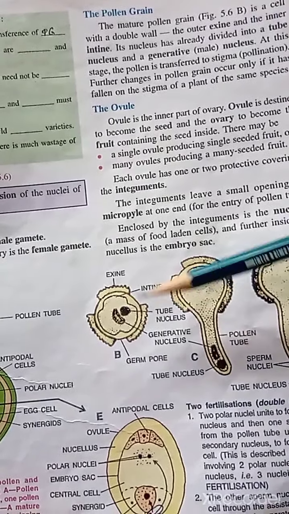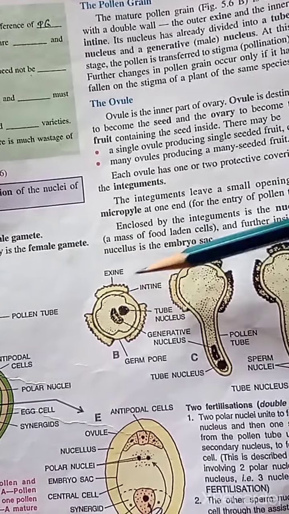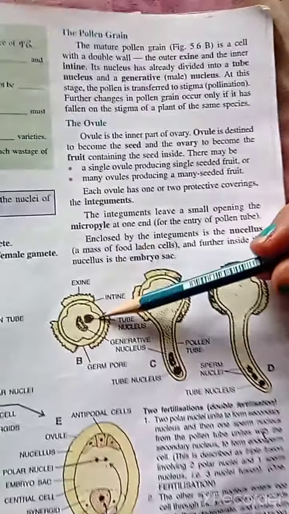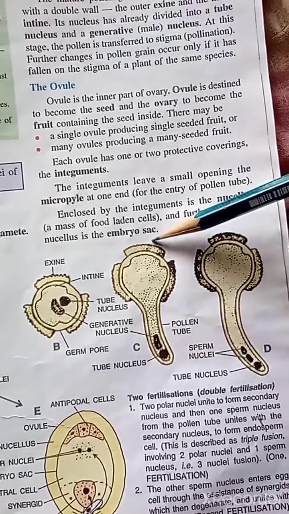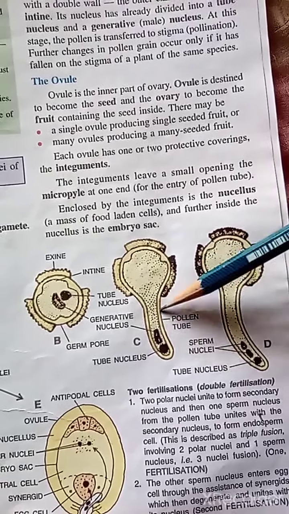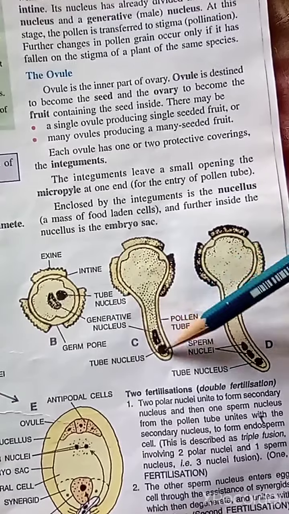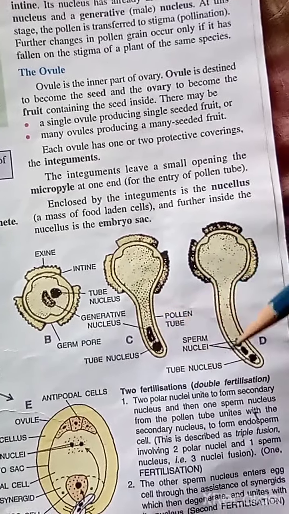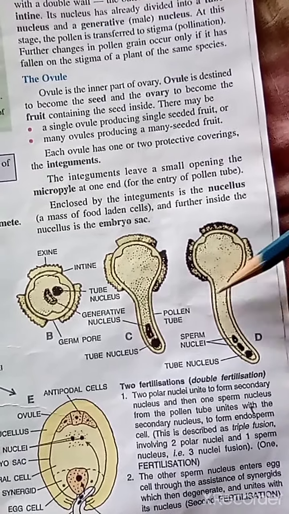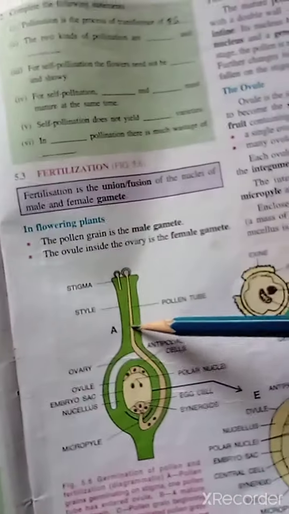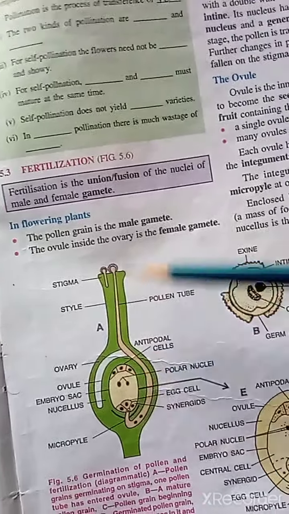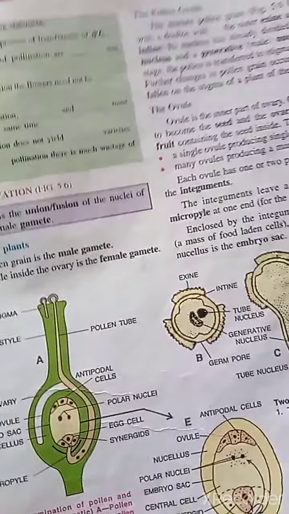At this stage, the pollen is transferred to the stigma and further changes in the pollen tube take place. When this pollen grain falls on the stigma, the exine will disappear and the intine will enhance itself and form the pollen tube, and the nucleus will shift downwards in the pollen tube. This is the sperm nucleus and this is the tube nucleus. They shift inside the pollen tube, and the pollen tube enhances in size and goes and fuses with the ovule. Like this, fertilization occurs.